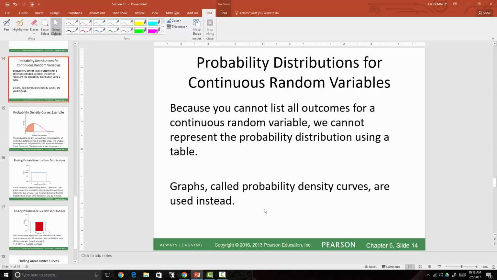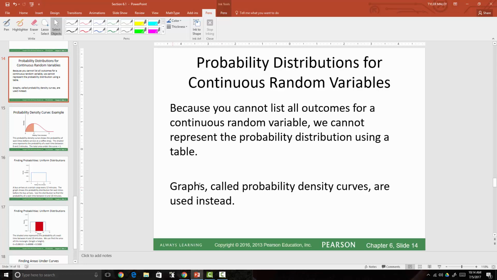Next, looking at probability distributions for continuous random variables. It's not possible to list all outcomes for a continuous random variable, so we cannot represent the probability distribution using a table. You could do it other ways, like with a function, but we're not going to get into that quite yet. Our other alternative would be to use a graph.